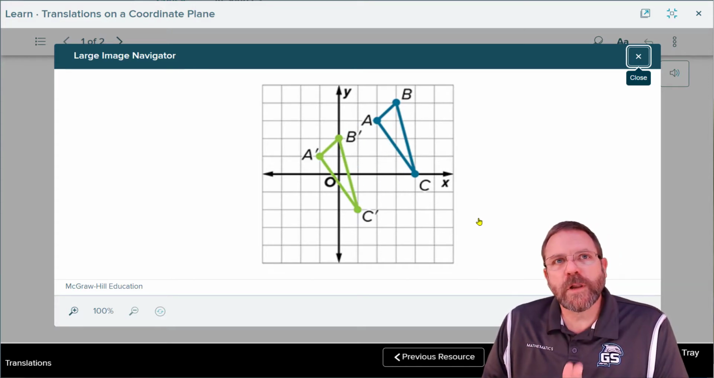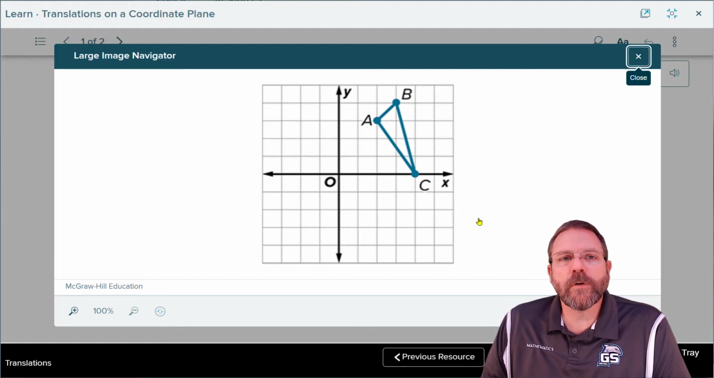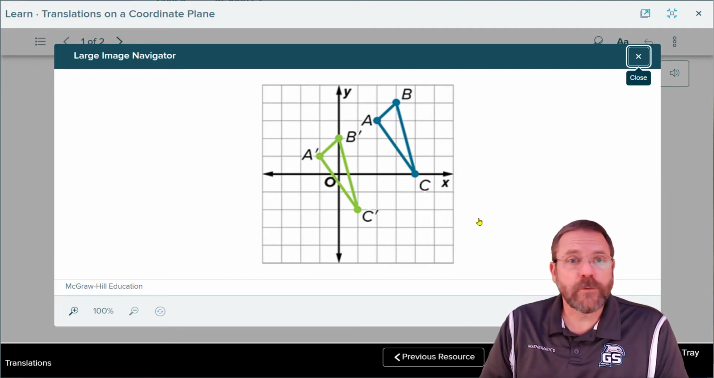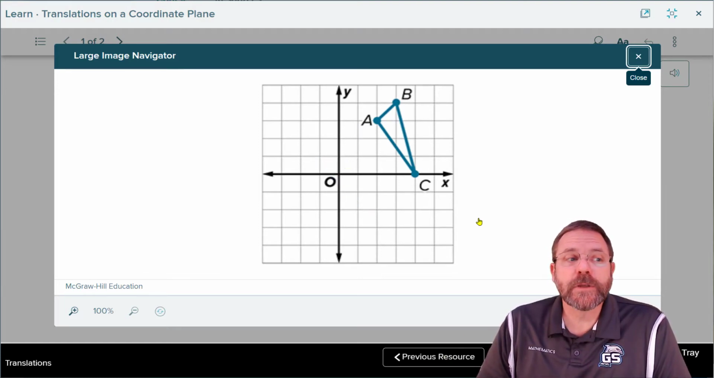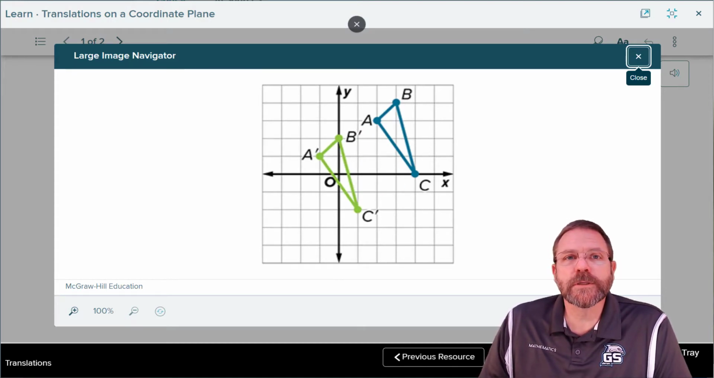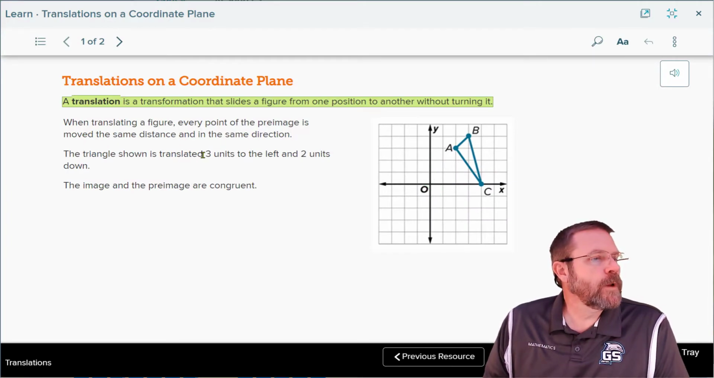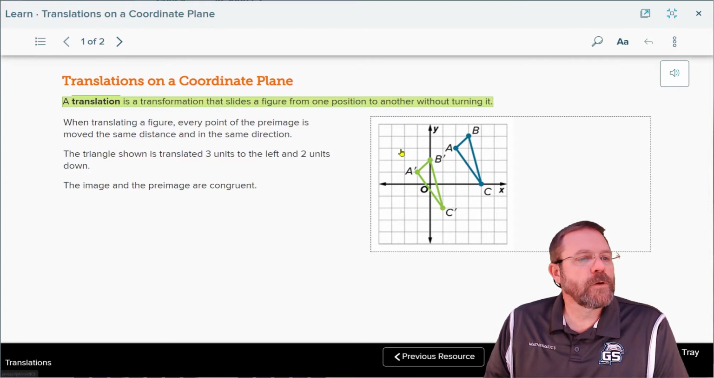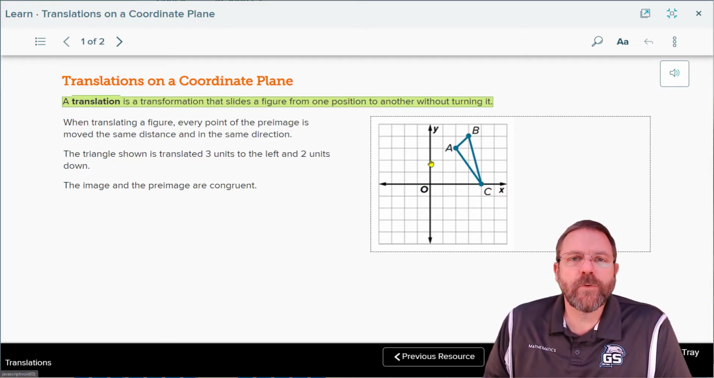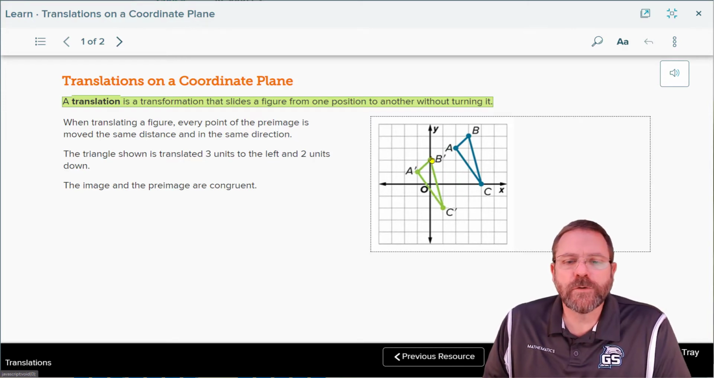So when you go just sliding from one point on the map to another point on the map, that is going to be a translation. If you spin it, if you flip it, those are not translations. Those are something else. A translation only slides it from one location to another, keeping the orientation the same. In this problem, they're taking the triangle and translating it 3 units to the left and 2 units down. Because if you take B and go 1, 2, 3 units left, 1, 2 units down, you can see there it is, B prime landed in that spot. The same thing is happening with A and C. All 3 points are moving 3 units to the left and 2 units down.